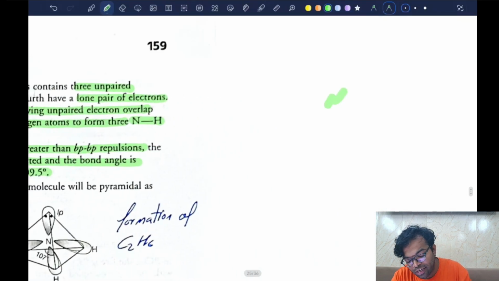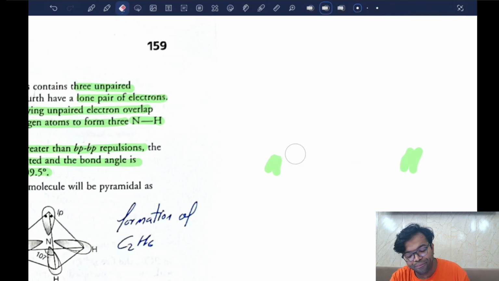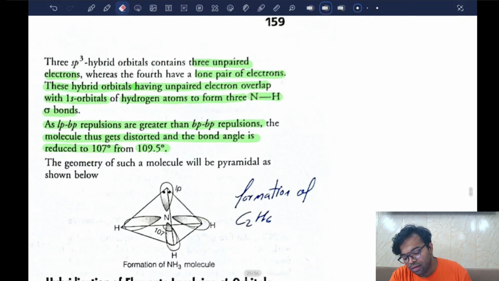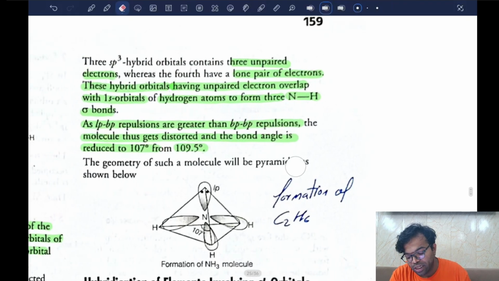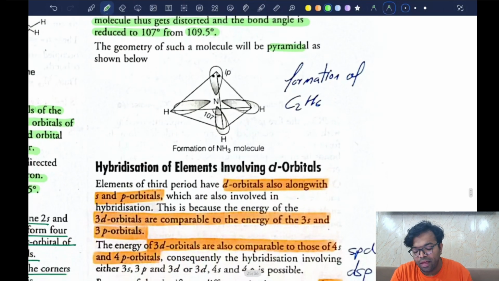It's basically nitrogen here, a hydrogen here, a hydrogen here, and a hydrogen here. So there is a pyramid shape like this, and this is how the shape is going to look. Okay, so it will be a pyramidal shape, trigonal pyramidal shape. The geometry of such a molecule will be pyramidal as shown in the figure. Okay, so understood this, Drupad?